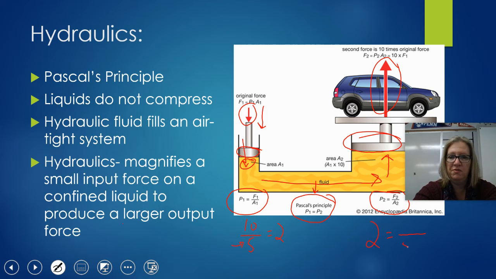In fact, it's 10 times as big as what I started with. So now I'm going to put a 50 there. And so I'm going to calculate what my output force is going to be, okay? What divided by 50 gives me 2? Well, that's going to give me 100. So look at what happened to my force. My input force of 10 became an output force of 100 based on the way these hydraulics work. So you can see how a little bit of input force can be magnified if you increase the area on the other side of the hydraulic system, okay?